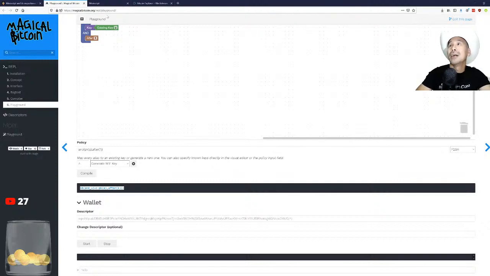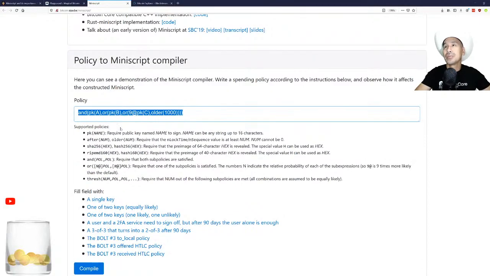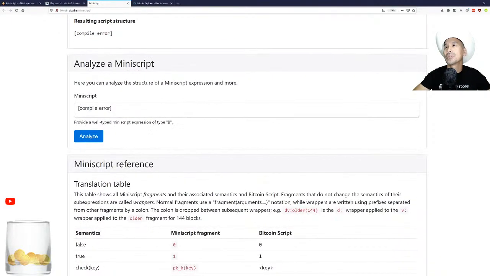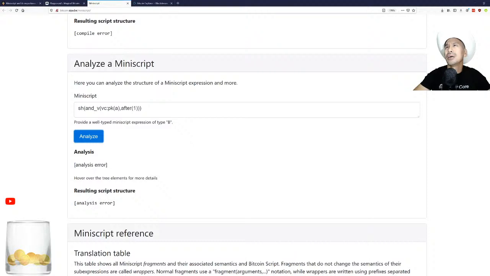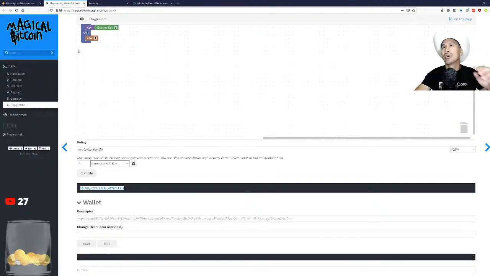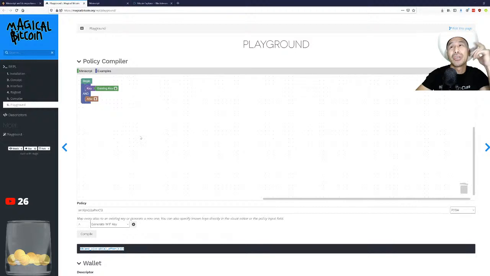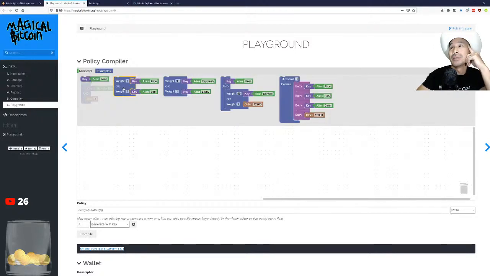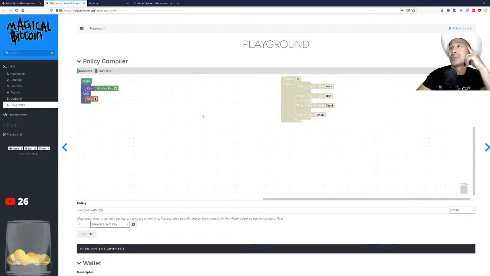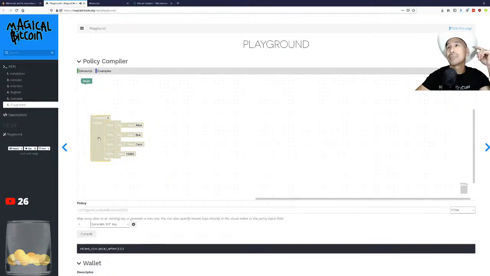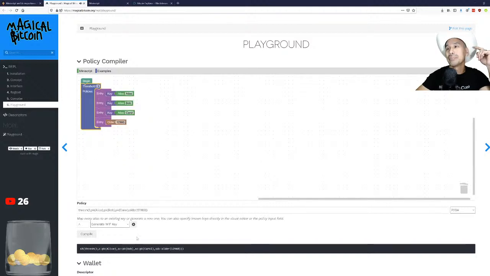And you can compile this in the Miniscript here. Oh, whoops, that's not the right one. Here's the analyze a Miniscript, and you can analyze what it looks like. Not sure what's going wrong here, but you can create your policy compiler, and you can take a look at different examples like this. And you can delete that. You can put this here, and you can compile and get this.